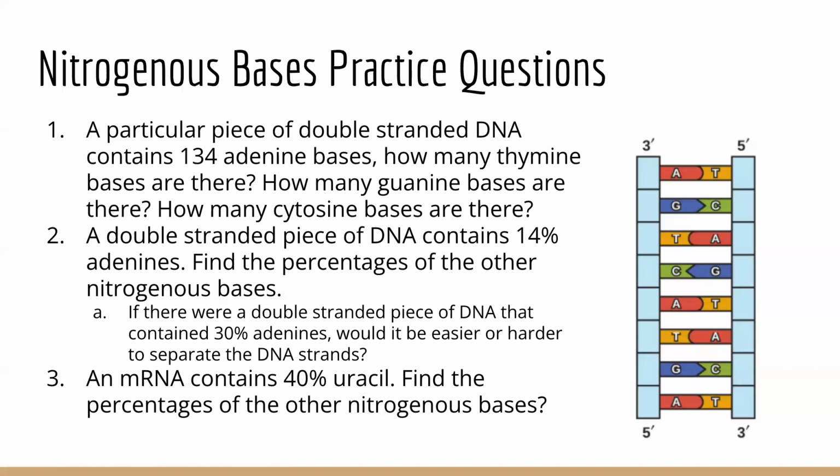If there were a double-stranded piece of DNA that contained 30% adenines instead of 14%, would it be easier or harder to separate the DNA? Exactly. The strand that contained 30% adenines would be much easier to separate because the AT bonds contain 2 hydrogen bonds and not 3. Good. All right, an mRNA contains 40% uracil. What is the percentage of the other nitrogenous bases? Can you tell from that?